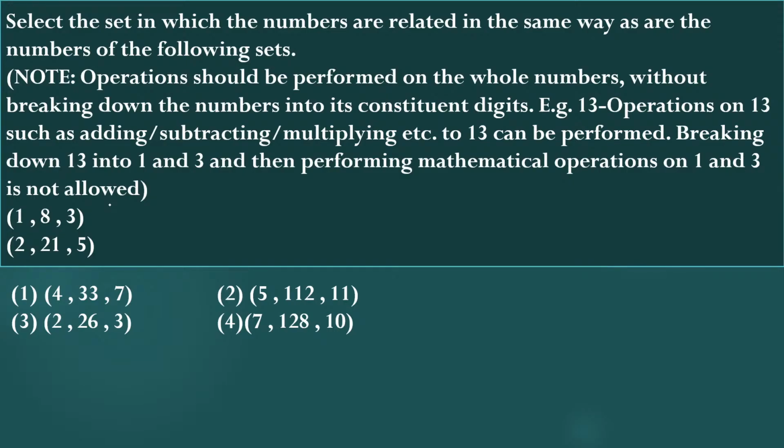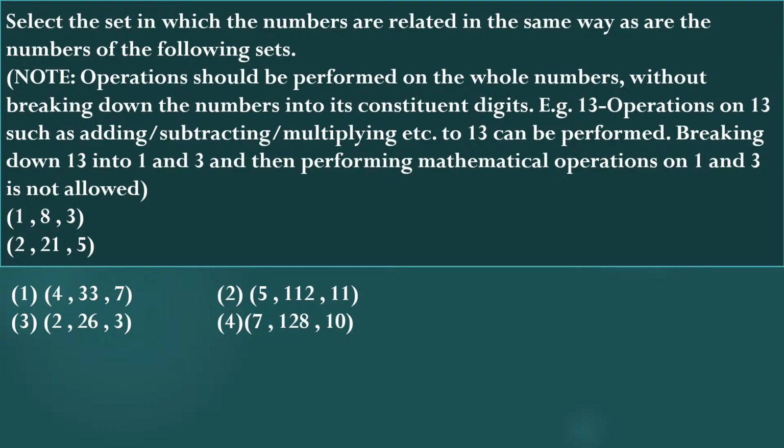Okay, see the question here. Select the set in which the numbers are related in the same way as the numbers of the following sets. See the information note: operations should be performed on the whole numbers without breaking down the numbers into their constituent digits. For example, for 13, operations such as adding, subtracting, or multiplying can be performed on 13. Breaking down 13 into 1 and 3 and then performing mathematical operations on 1 and 3 is not allowed. We should not break the number; we can just multiply or square, whatever we get.